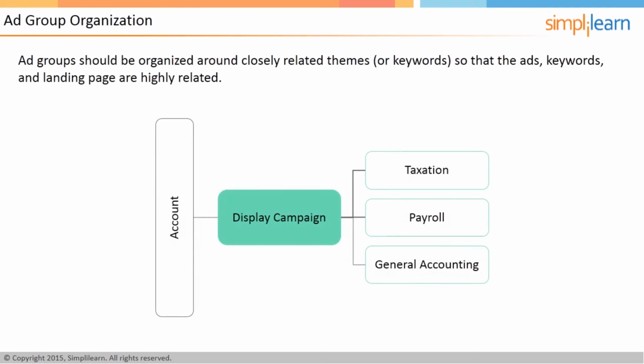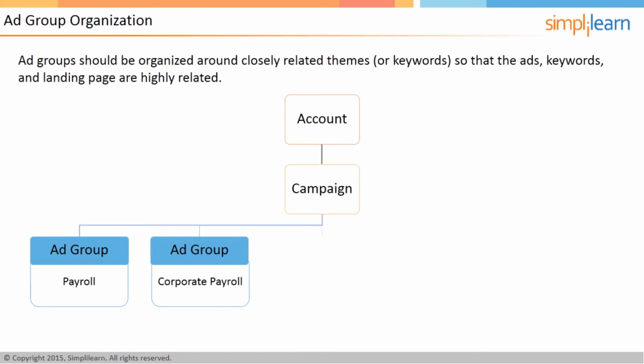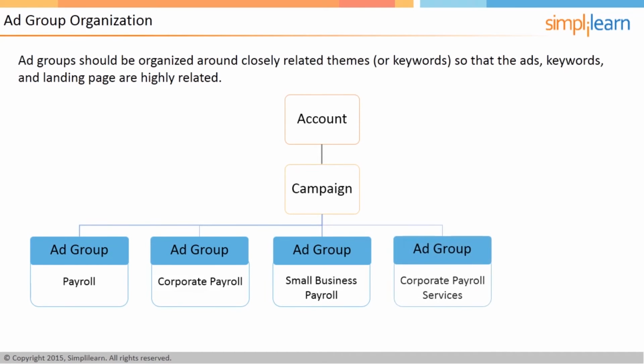You don't want an ad group that's specifically about taxation to go to a general accounting page. You want it to go to a page that talks about taxation. Then you could have a different campaign, an ad group that's about payroll. One ad group could be corporate payroll. One ad group could be small business payroll. One ad group could be corporate payroll services or payroll software.